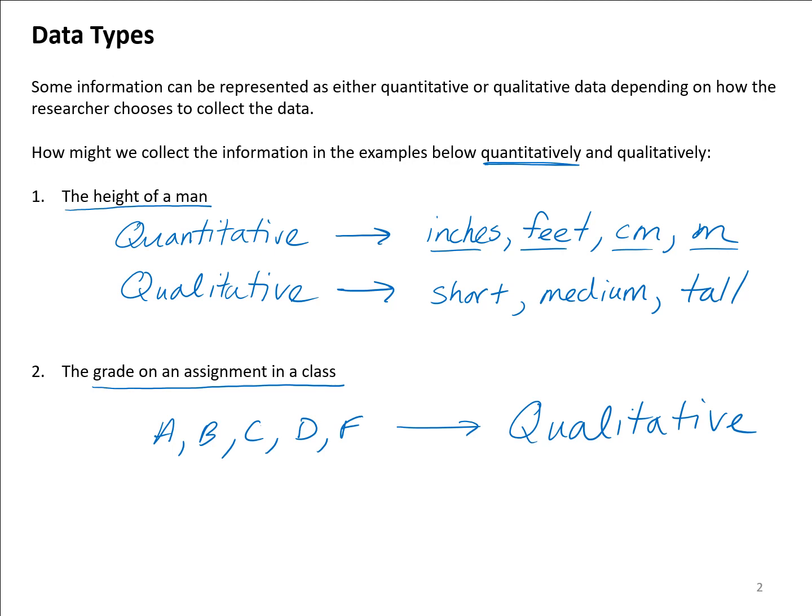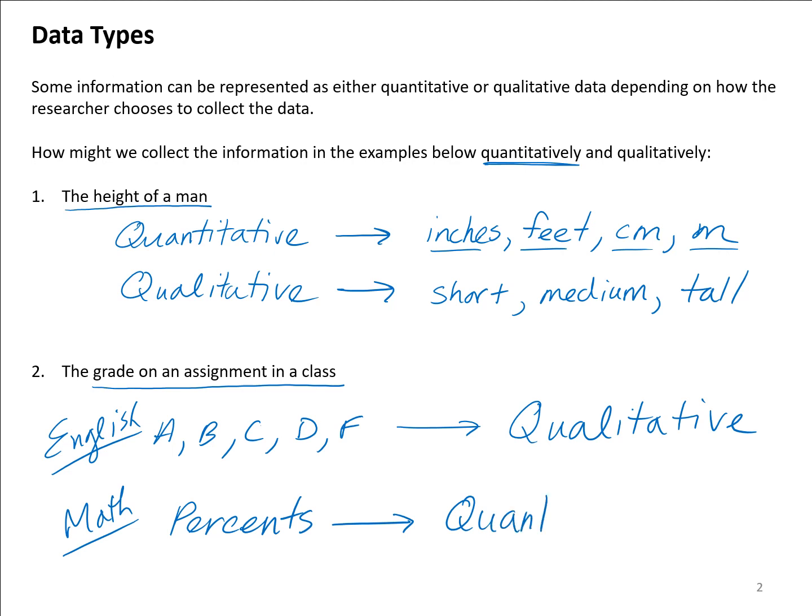Whereas in a math class, almost always you are going to be given a percent that you earned or a point value earned on a test or on an assignment. So if you were looking at percents, that would be a number, so that would be quantitative data. So again, many things that we might collect data on, we could collect in multiple ways, depending on how the researcher or the situation applies.